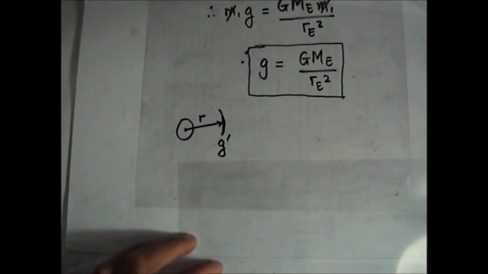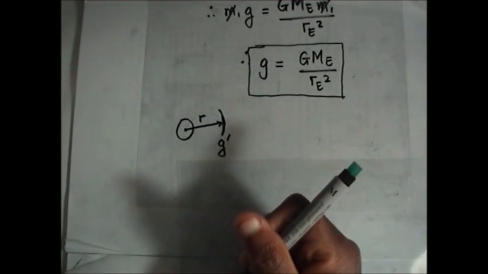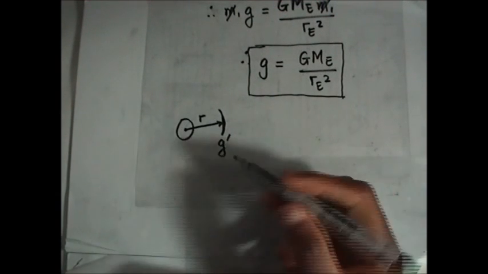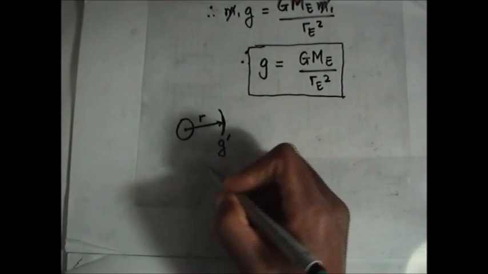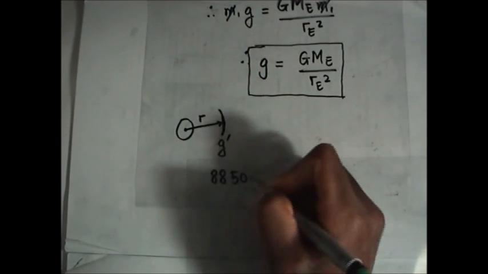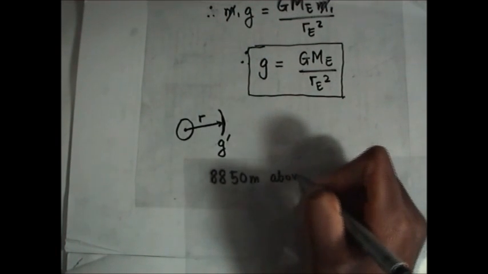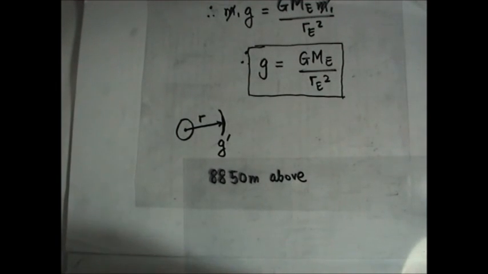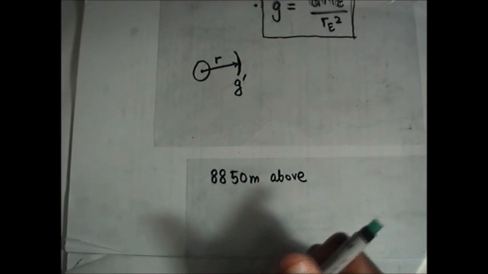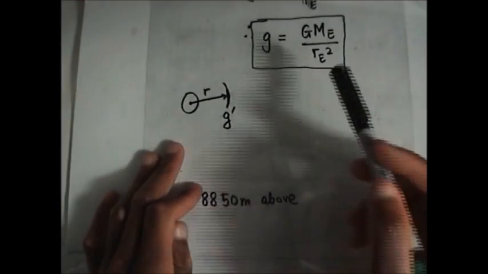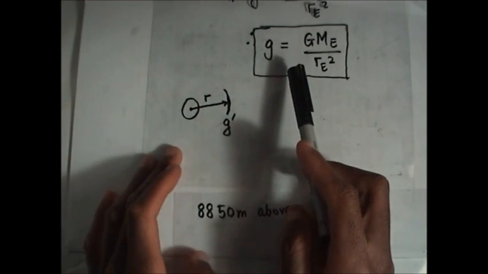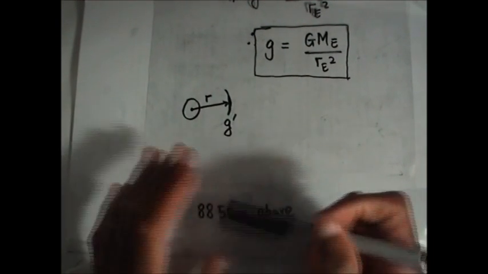Let's see an example. The example is saying: estimate the effective g on the top of Mount Everest when it is 8850 meters above sea level. That is the example. It's 8850 meters above sea level. Okay, so from this formula, we know that g depends on the distance from the center of the Earth. So there will be an effective value of g at the top of Mount Everest.